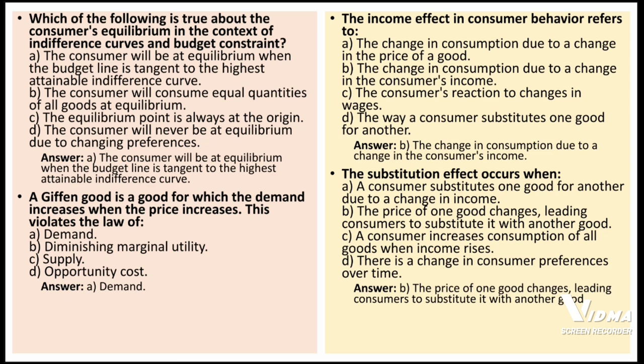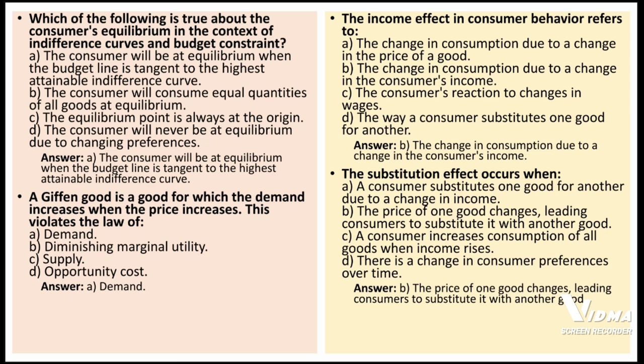Which of the following is true about the consumer's equilibrium in the context of indifference curve and budget constraint? Answer is A. The consumer will be at equilibrium when the budget line is tangent to the highest attainable indifference curve. A Giffen good is a good for which the demand increases when the price increases. This will violate the law of demand, answer is A.